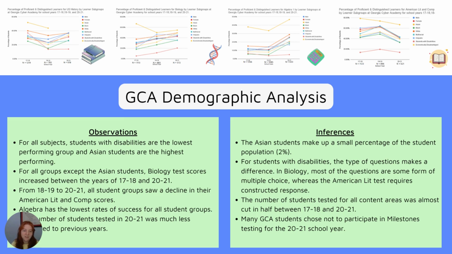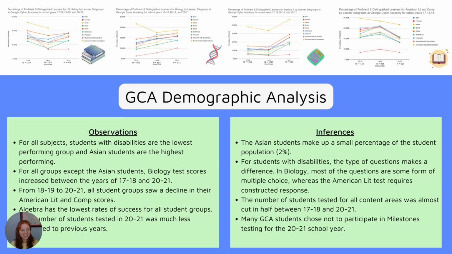For all groups except for the Asian students, biology test scores increased between the years of 2017-2018 to 2020-2021. From 2018-19 to 2020-21, all student groups saw a decline in their American Lit and Comp scores. Algebra has the lowest rates of success for all student groups, and the number of students tested in 2020-21 was much less compared to previous years.